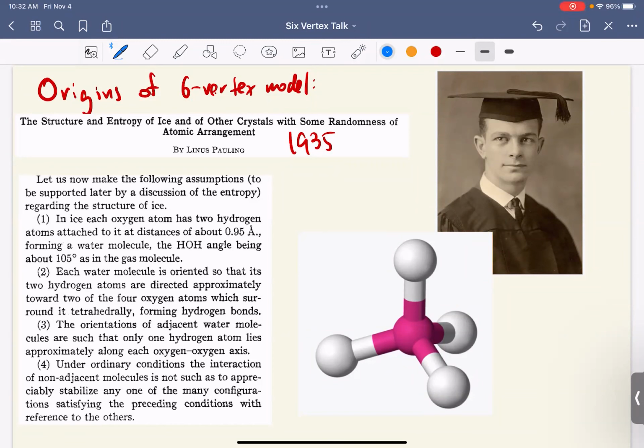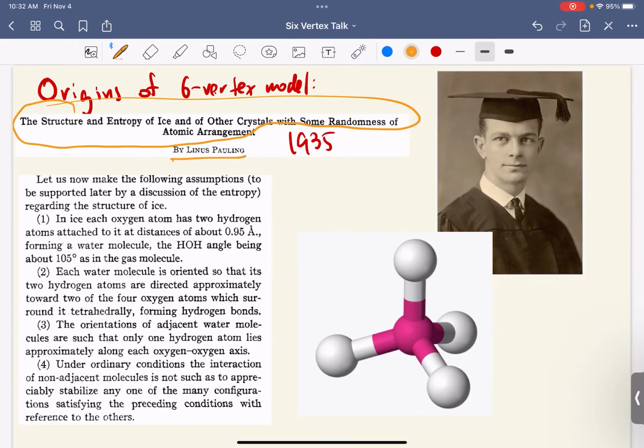So the six-vertex model is a pretty famous model in two-dimensional statistical physics. And originally, the origin of the model, I think, is in this paper, which says something about the structure and entropy of ice. So this is supposed to be a model for ice crystals. And the author of this paper was Linus Pauling.